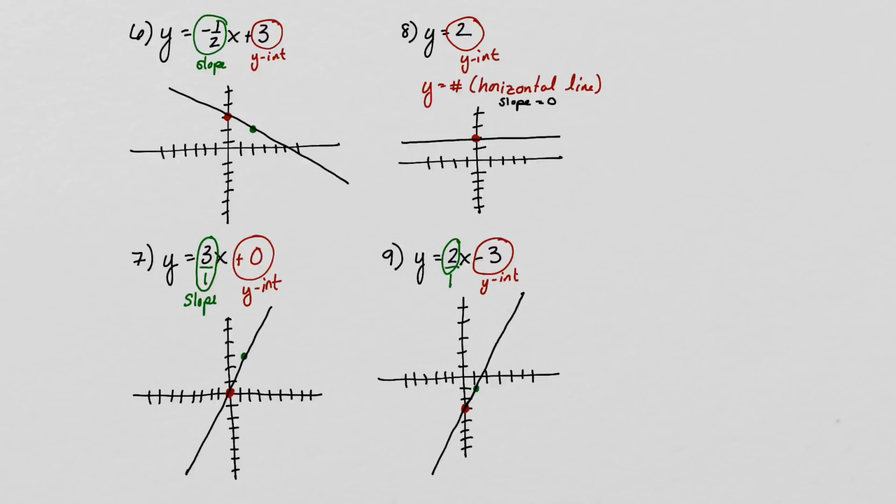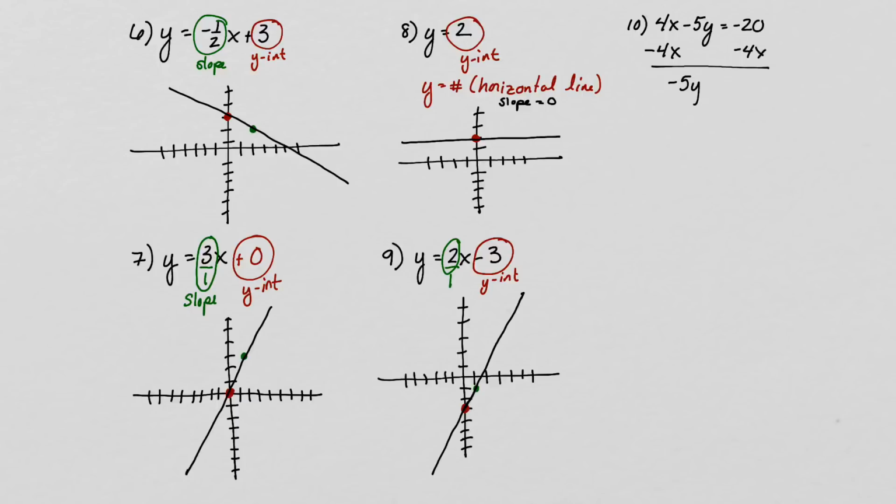And let's see, on to number 10. Now, number 10 looks a little weird because it says 4x minus 5y equals negative 20. And this one is not in slope-intercept form. So the first thing I'm going to have to do is solve for y. So I'm going to subtract 4x from both sides.